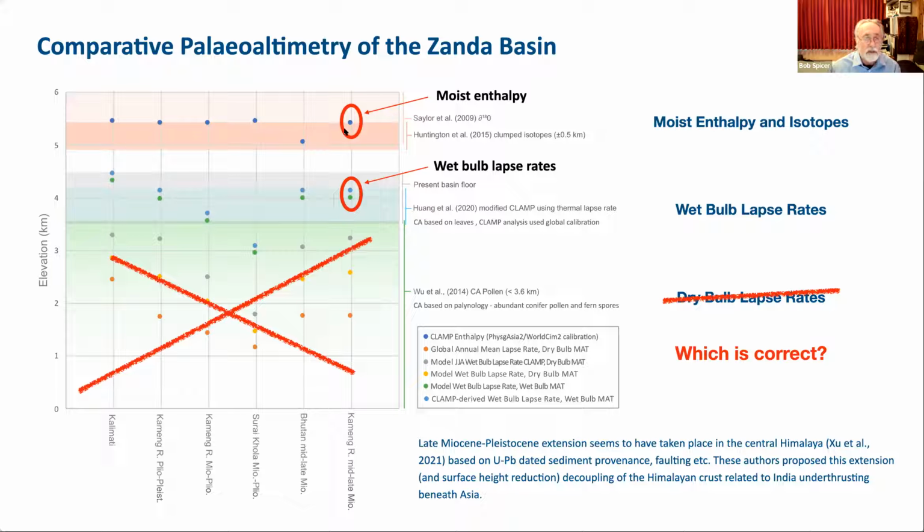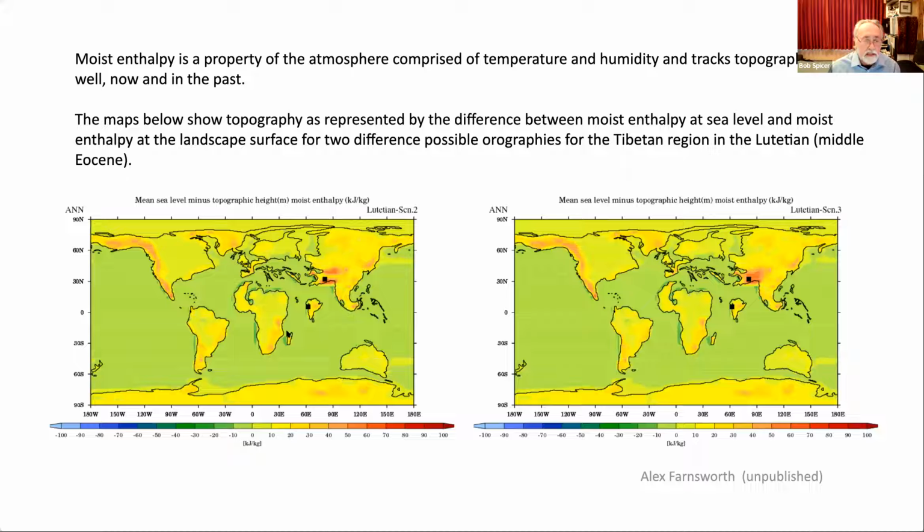When we look at moist enthalpy patterns globally, moist enthalpy reflects topography extremely well. So here we've got two global maps. One has got a Tibet with a valley in, and one's got a plateau in it. And when you look at moist enthalpy at elevation minus moist enthalpy at sea level, you reproduce the topography in the model extremely well. So we know in principle enthalpy works in terms of detecting the model topography.